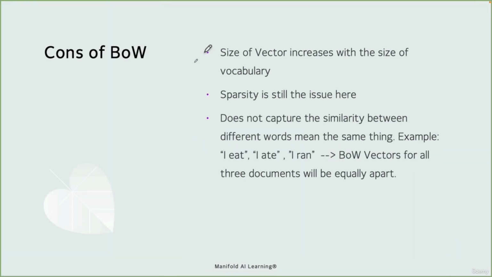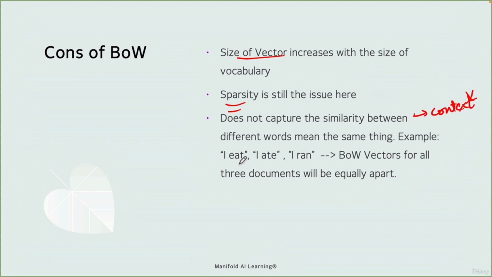Now coming to the disadvantages of this bag of words technique: the size of the vector increases with the size of the vocabulary. Even in this scenario, we still have sparsity for a very large vocabulary. And it does not capture the different words as well as the context. It does not have the ability to capture the context.